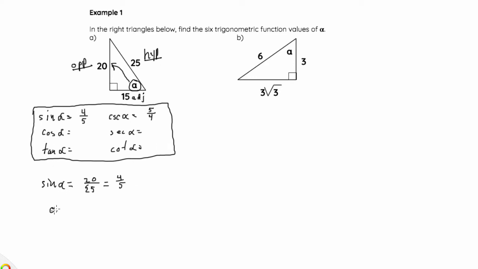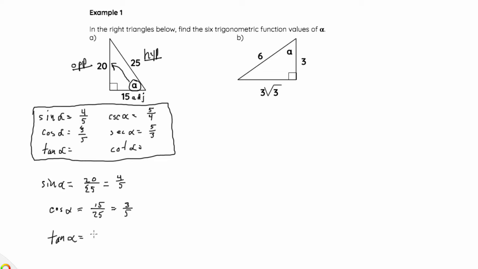Okay, cosine. Cosine of alpha is the adjacent side now, which is 15, divided by the hypotenuse, which is 25. And again, I see 5s go into both of those, and that will reduce to 3/5. And up here, we write 3/5. And without much thinking, I'm going to come right over to the secant, and I'm going to write the reciprocal, which is 5/3.